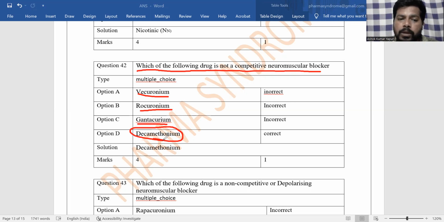Depolarizing neuromuscular blockers. So the answer is decamethonium.